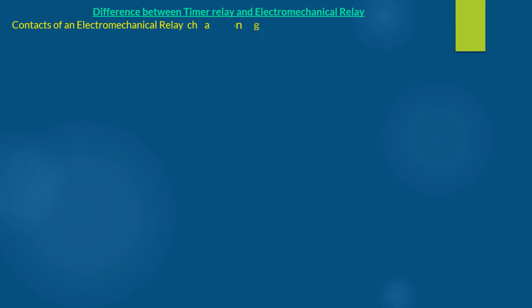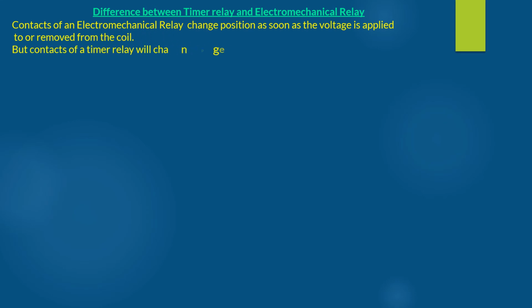Difference between timer relay and electromechanical relay. Contacts of an electromechanical relay change position as soon as the voltage is applied to or removed from the coil. But contacts of a timer relay will change position before or after a preset time interval. Difference between on delay and off delay timer relay.